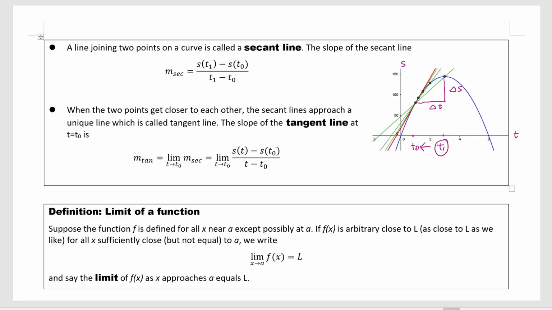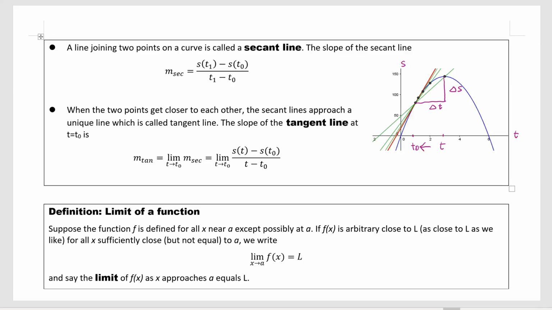So how do we get the slope of the tangent line? We compute the limit. This is a limit as t goes to t0, okay? Because the second point is now moving. t0 is like a fixed point, but when the second point is moving, it is a variable, right? It varies. So let's call it t. So that's the limit when the second point t goes to the first point t0 of m secant.